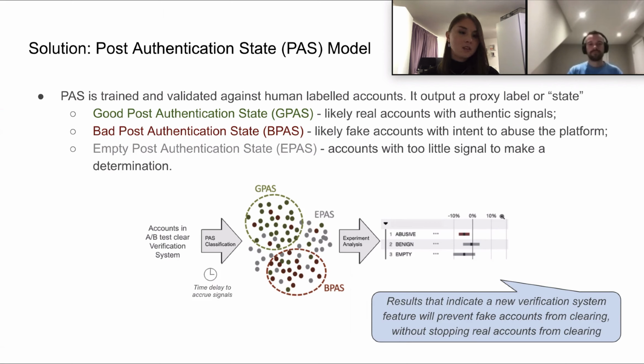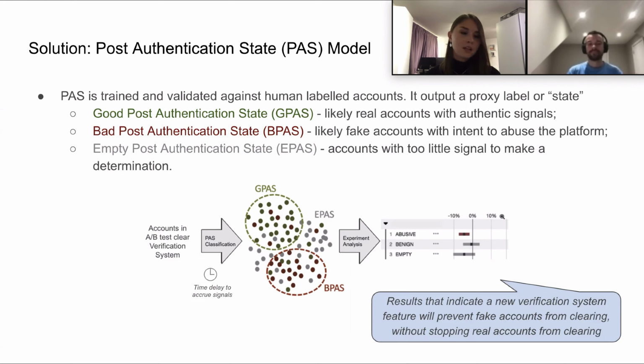As mentioned in our introduction, online social networks enroll accounts suspected of being fake into a verification system in order to gain further information about their state. These verification systems, to evolve to match the adversarial response of attackers, need to run A/B experiments. PASS classifies accounts clearing the verification system after a time delay so that we can understand how the A/B experiment affected the clearance rate of each population and decide whether to ship the new feature.